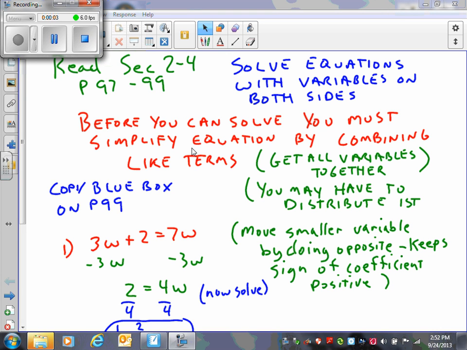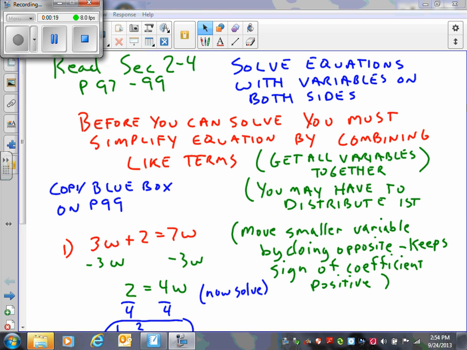Today we're talking about lesson 2-4. You need to read pages 97 through 99. The lesson is solve equations with variables on both sides.